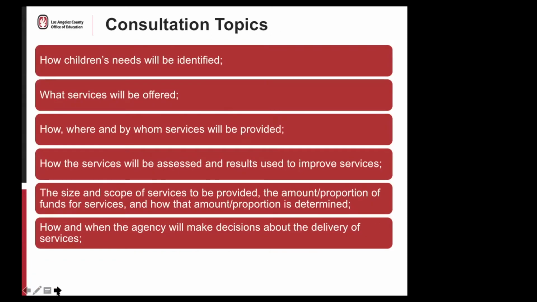So as mentioned, consultation involves ongoing discussions and meetings between public and private school officials. And there are specific topics that must be addressed under ESEA. The topics listed on this slide are required for all federal programs. So through the consultation process, districts and private school officials will need to discuss how the private school students' needs will be identified, what services will be offered, and how, where, and by whom they will be provided.